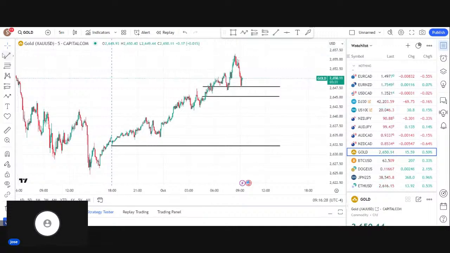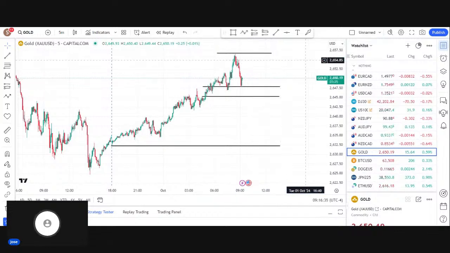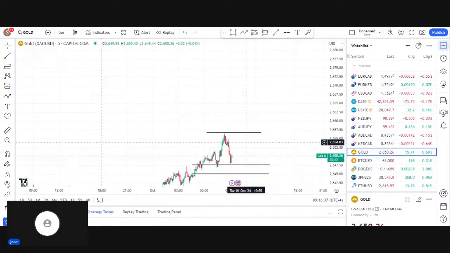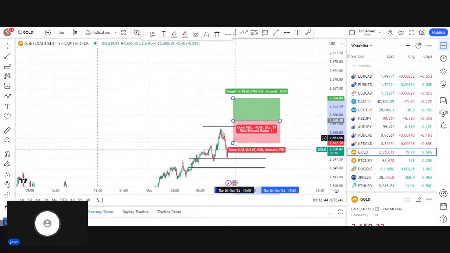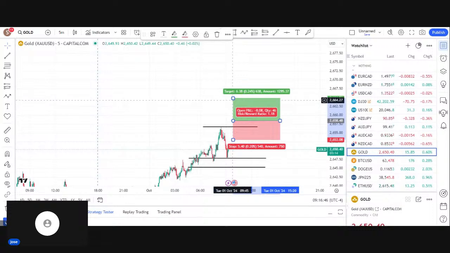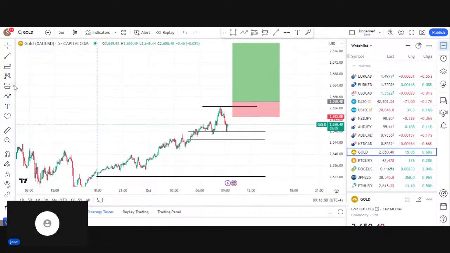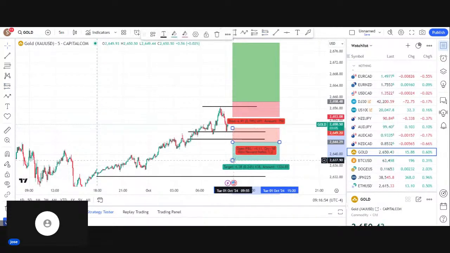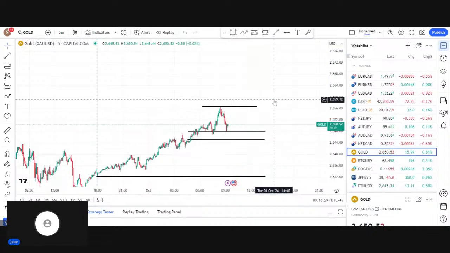Or you can just say if price breaks above the high of the day, then there's a very high probability price can continue going in that direction. So it would be a long position here, or a short position here. That's just my thinking. So hopefully that helps.